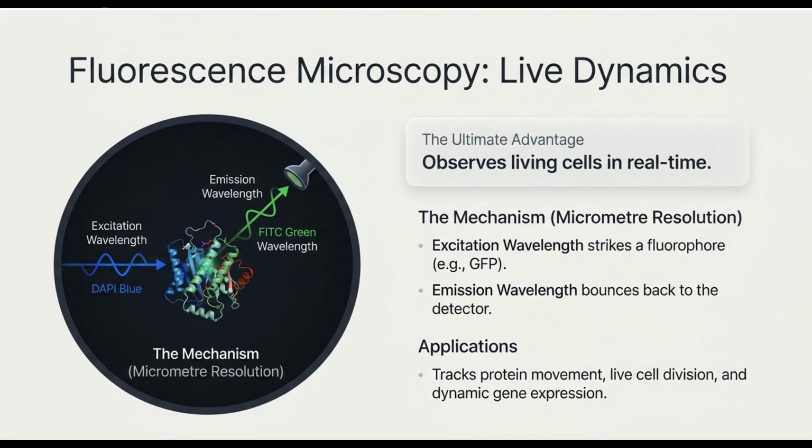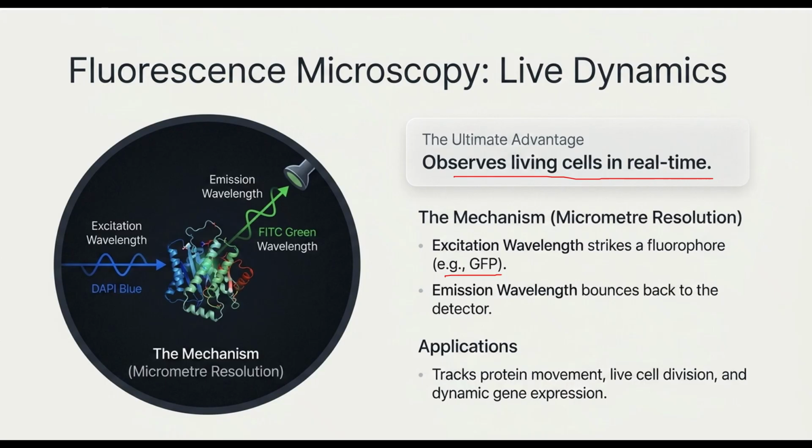Now let's see fluorescence microscopy. Fluorescence microscopy allows scientists to observe dynamic biological processes in living cells. This technique relies on fluorescent molecules called fluorophores, which are illuminated by specific wavelengths of light. The major advantage is observing living cells in real time. A common example is green fluorescent protein, or GFP. By attaching GFP to a protein of interest, scientists can monitor the protein's location and movement inside the living cell.